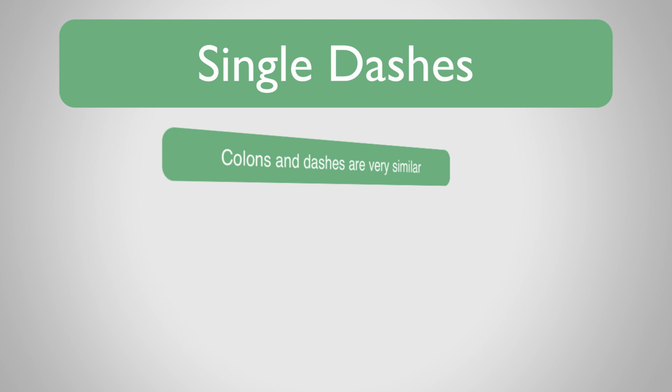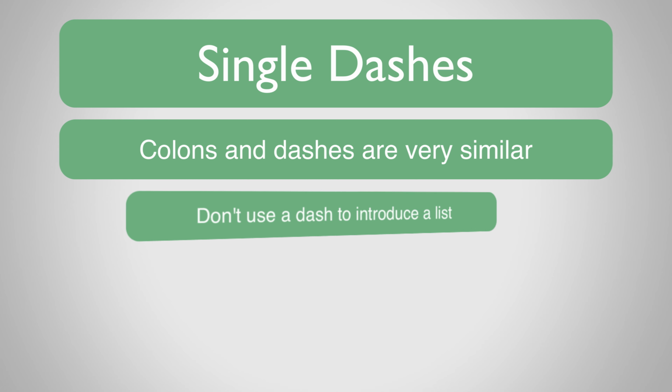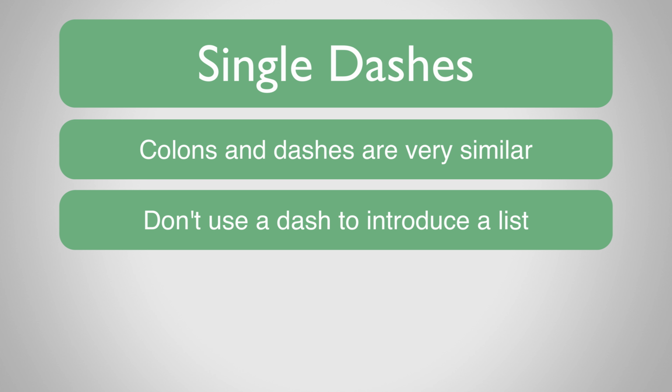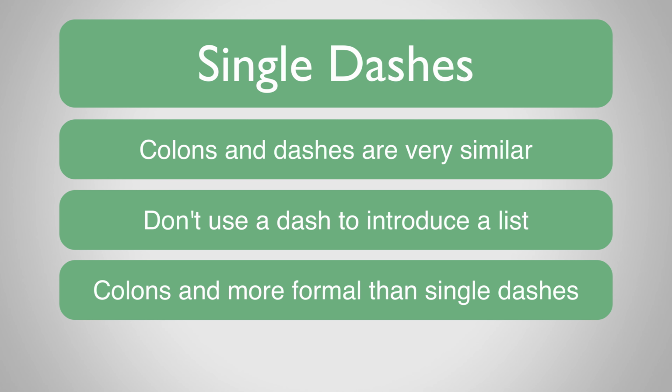As you can see, colons and dashes are very similar. The only time we can't swap a colon for a dash is if we're using a colon to introduce a list. If we're introducing an explanation though, the dash works just like the colon. The only thing to remember is that colons are slightly more formal than single dashes.